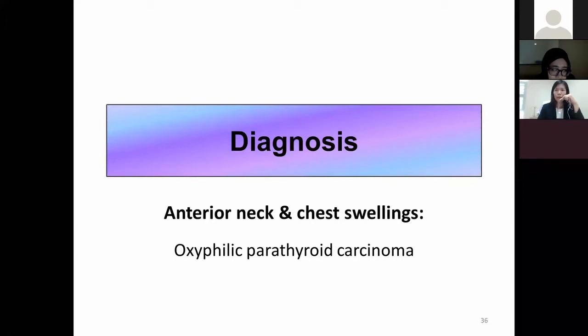But we have a question on this: whether this case is a missed parathyroid carcinoma 7 years ago, or whether this is a progression of a parathyroid adenoma to parathyroid carcinoma, we're actually not sure, because when we reviewed the case back, there was no capsular invasion at that point of time. So there's still a question.